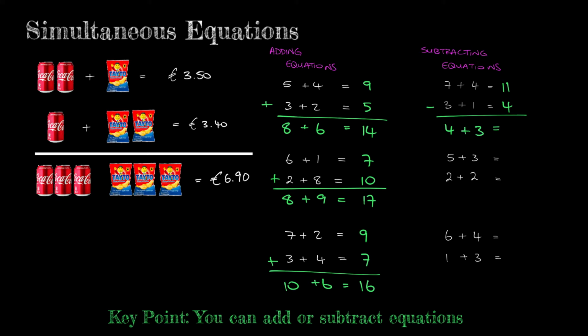And 11 take away 4 will leave me with 7. Now let's just check that. 11 take away 4 is 7. 4 take away 1 is 3. 7 take away 3 is 4. 4 plus 3 is 7.